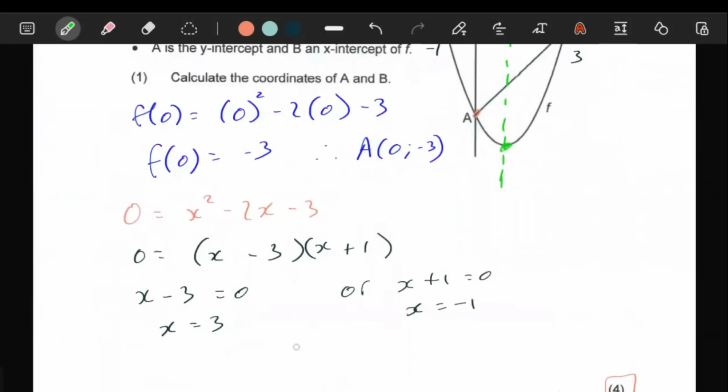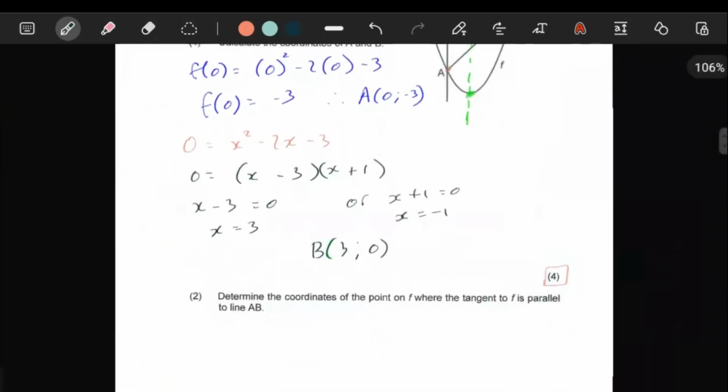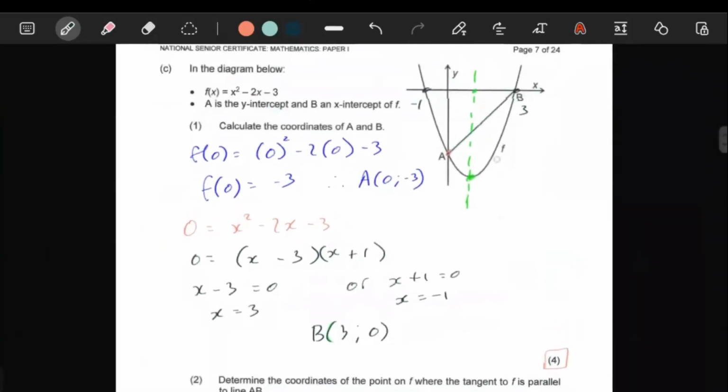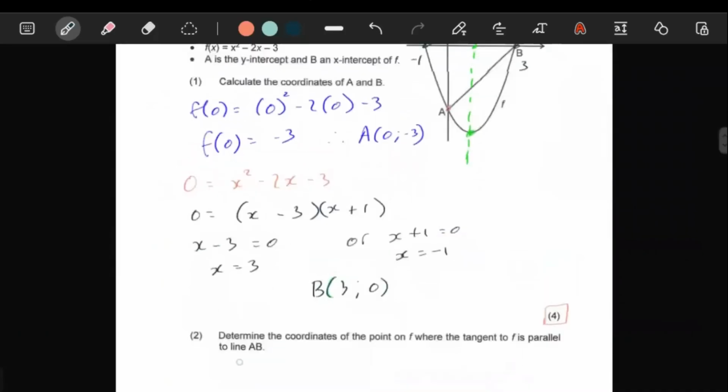So B here, it's the one where you have a positive 3, and 0. There you go. Let's write this nicely. B. So: determine the coordinates of the point on F where the tangent to F is parallel to line AB. Let's start again. Determine the coordinates of the point on F where the tangent to F is parallel to AB.